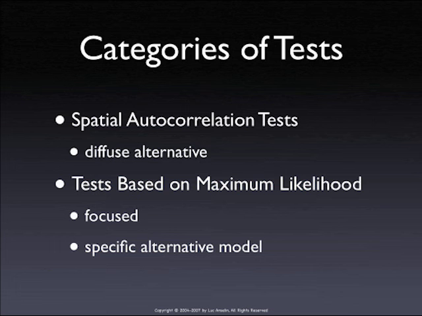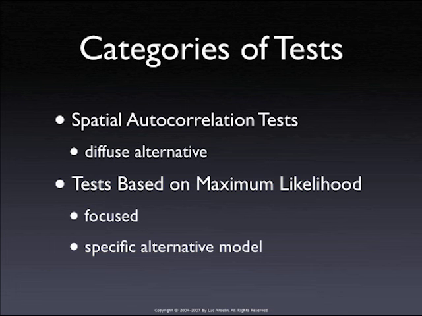If they do reject a null, they are less helpful because they do not provide a suggestion as to what the alternative might be, so you're back to square one. You have to go back and rethink what your model should be. The other tests are much more specific, which is both their strength and their weakness.